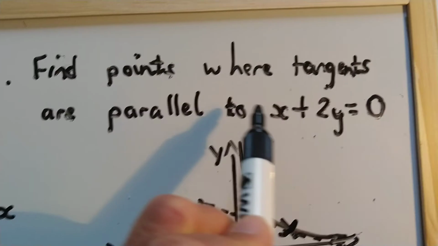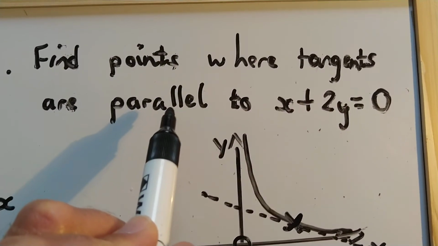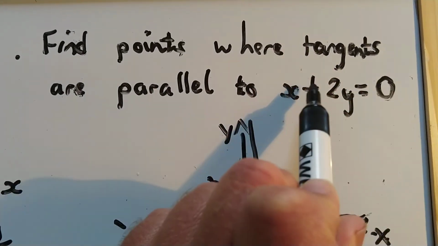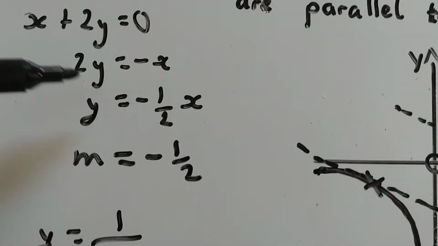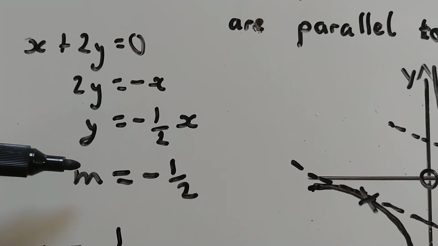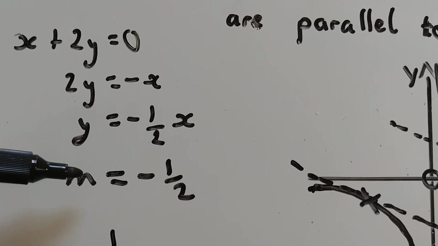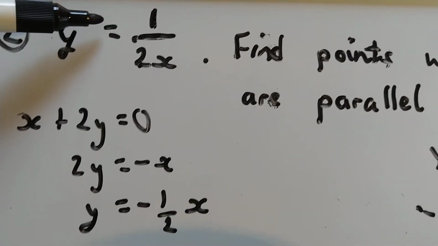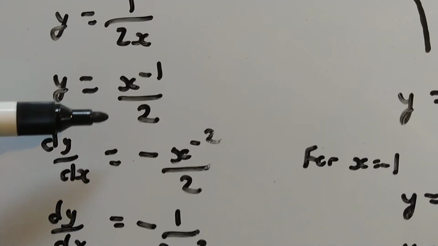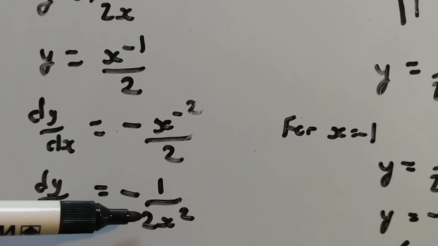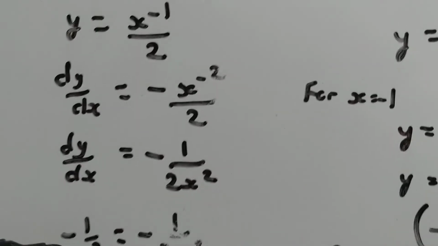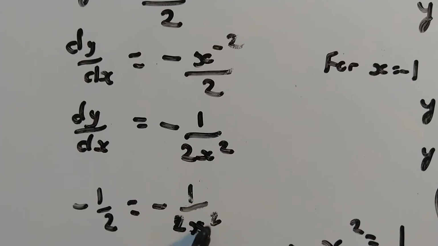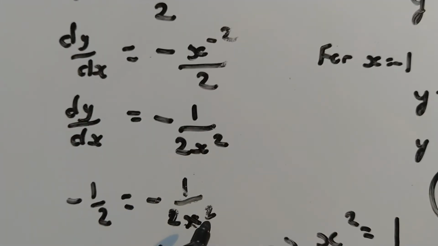Parallel lines immediately said, oh, that suggests we're talking about equal gradients. So we'll work out the gradient of the line, which is what we did here. Then we said we're talking about tangents with this gradient. How do I get gradients from a curve? I'll differentiate, which is what we did here, to get the derivative there. And then we set those equal to each other. My gradient is negative a half, which is, and then from the curve, minus 1 over 2x squared.